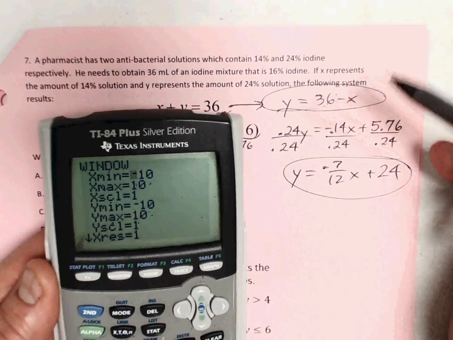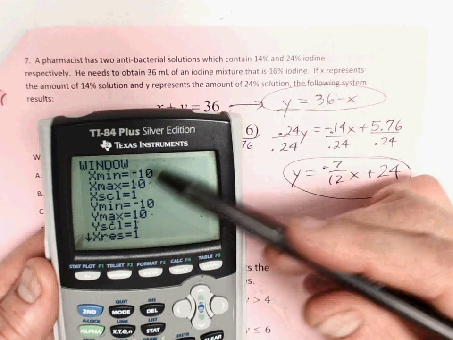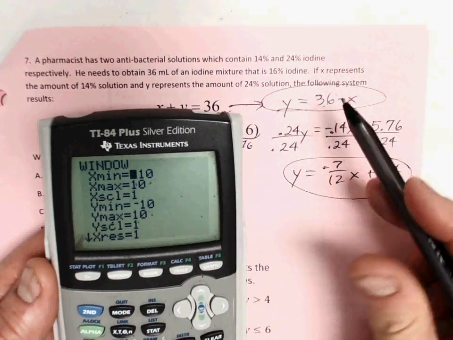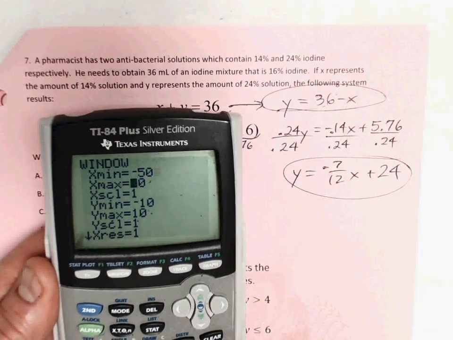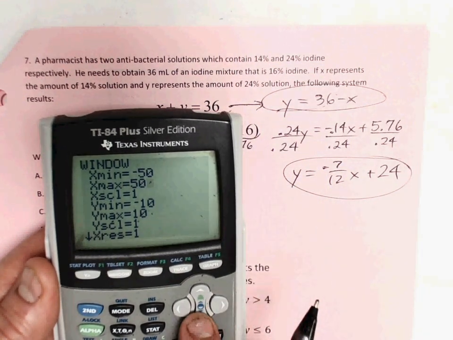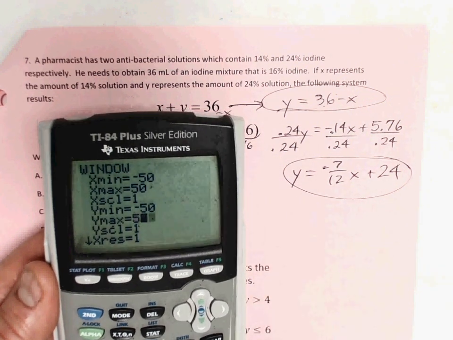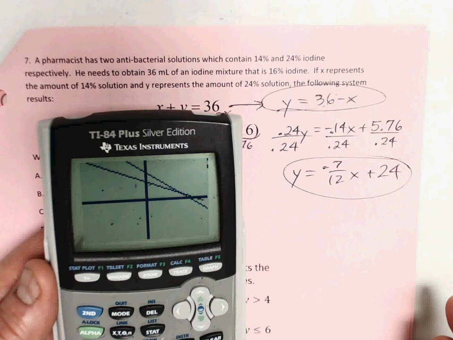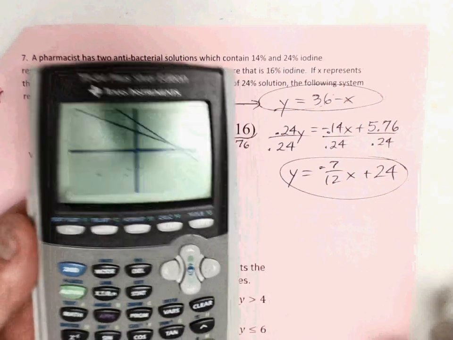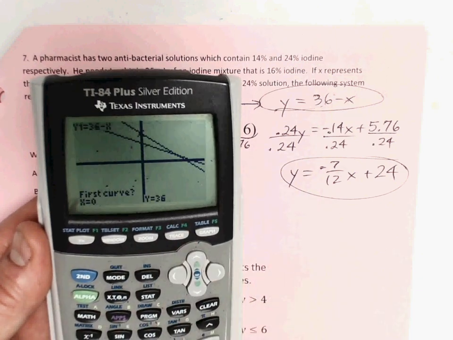Let's go up here and change, I don't know, let's change everything to 50s. So my minimums will be negative 50, my maximums will be positive 50. Don't change the scale. Negative 50 on the minimums, positive 50 on the maximums. Let's see what happens here. There's a line crossing there, and the other one is coming in right there. And the keystroke for finding a solution is second, calc 5, enter.